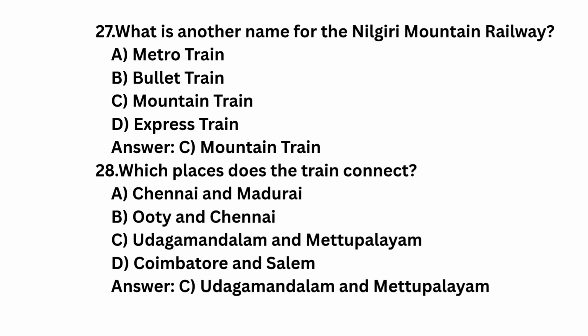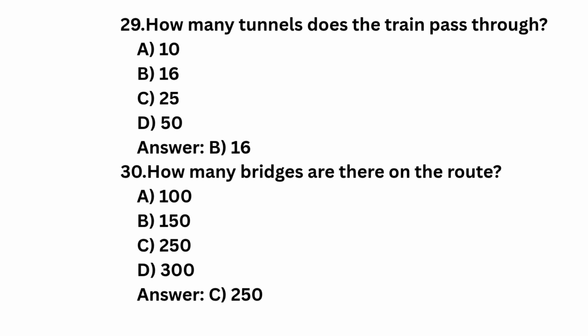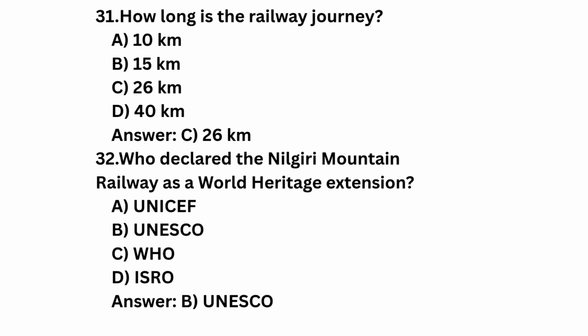Which places does the train connect? Chennai to Madurai, Ooty and Chennai, Udagamandalam and Mettupalayam, Coimbatore and Salem. Answer Udagamandalam and Mettupalayam. How many tunnels does the train pass through? 10, 16, 25, 50. Answer 16. How many bridges are there on the route? 100, 150, 250, 300. Answer 250. How long is the railway journey? 10 km, 15 km, 26 km, 40 km.